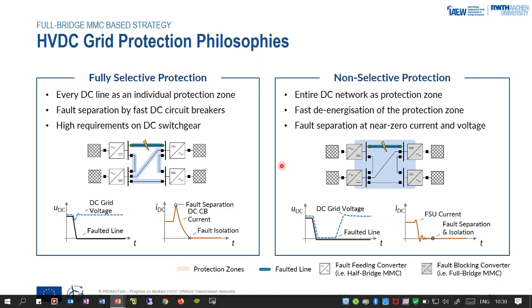And a nice part here is that instead of half bridge converters, you can use full bridge converters, and full bridge converters have the advantage to stop the energy flow from the AC to the DC grid in case of a fault, and thereby by stopping this energy flow, the network can de-energize faster, and also the converters can actively contribute to the de-energization of the network. So overall, the process can happen relatively fast, and the overall objective is to reduce the requirements on the switchgear as much as possible.